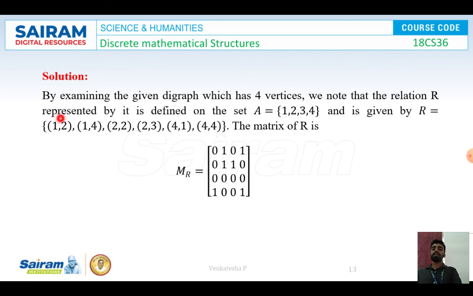So (1,2), in the sense at row 1, column 2 I can assign the value 1. At row 1, column number 4 the value will be 1. At row number 2, column number 2 I can give the value 1. At row number 2, column number 3 I can give the value 1 here. Again at row number 4, column number 1 the value will be 1. At row number 4, column number 4 the value will be 1, and filling all the remaining entries as 0 here.